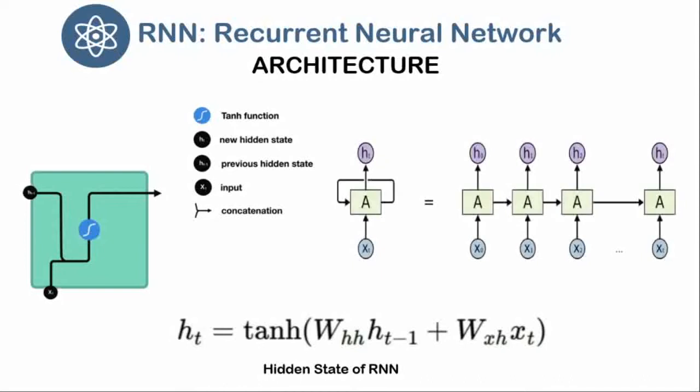Let's look at the architecture of the RNN unit. It takes input from the previous step and the current input. Here, tanh is the activation function. Instead of tanh, we can use any other activation function as well.